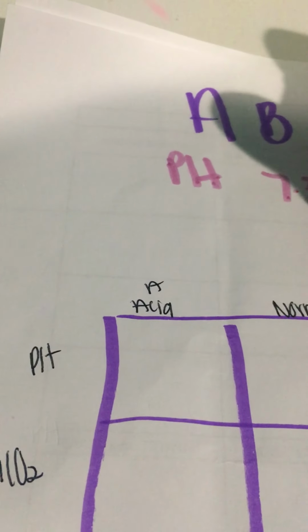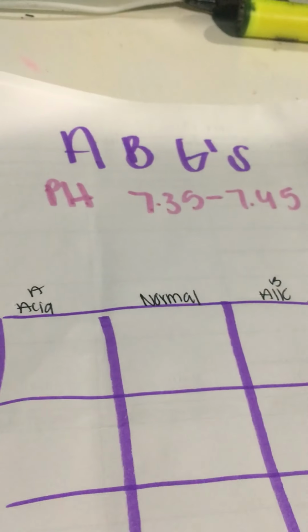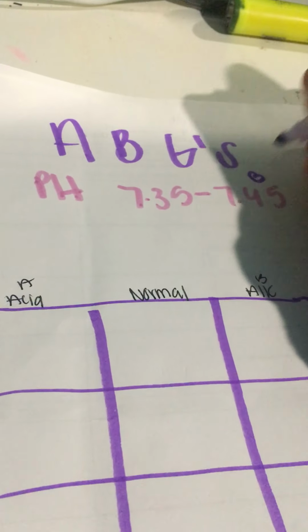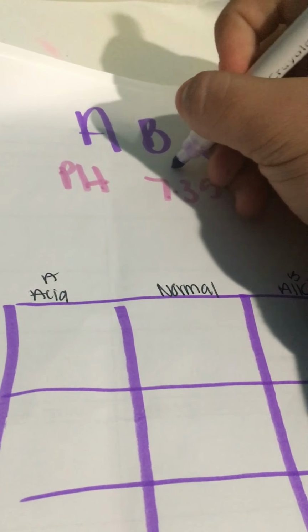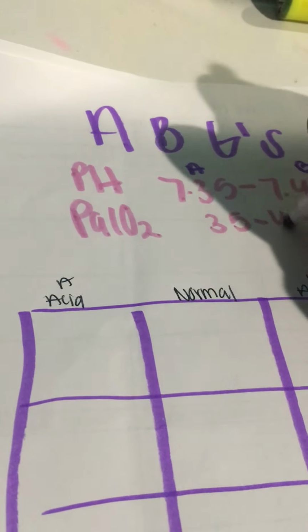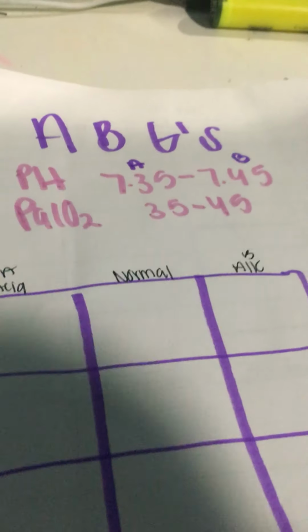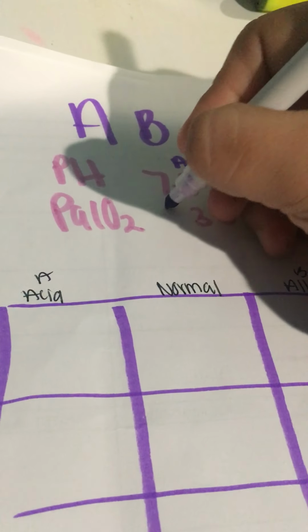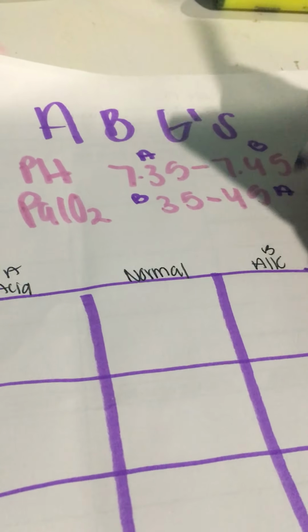So the pH is 7.35 to 7.45, and anything that's above 7.45 is basic, aka alkalosis. Anything that's below 7.35 is acidosis. And for PaCO2, the normal range is 35 to 45. With this one, it's a little different. It's actually the opposite. If it's less than 35, it's going to be alkalosis or basic. If it's above 45, then it's going to be acidic.